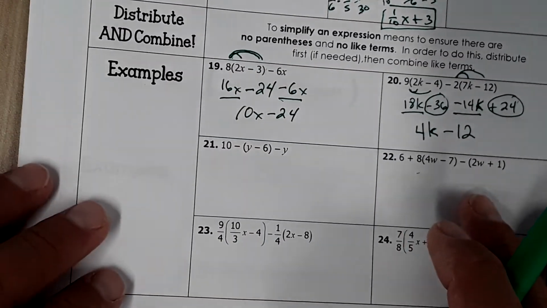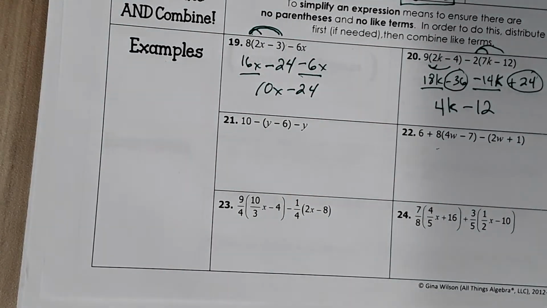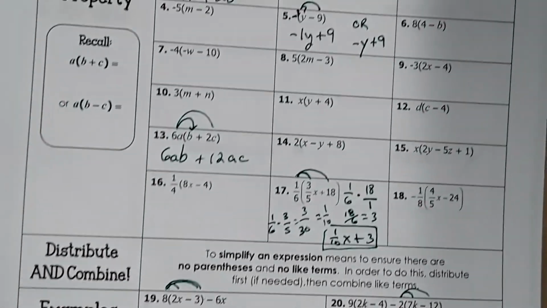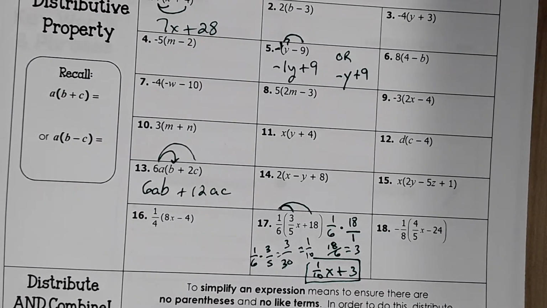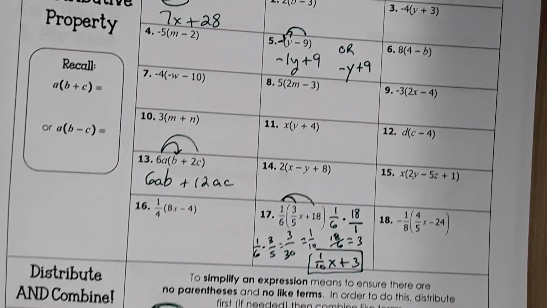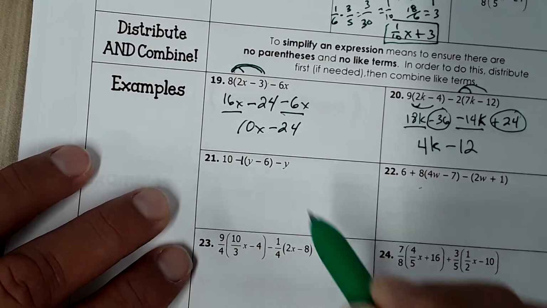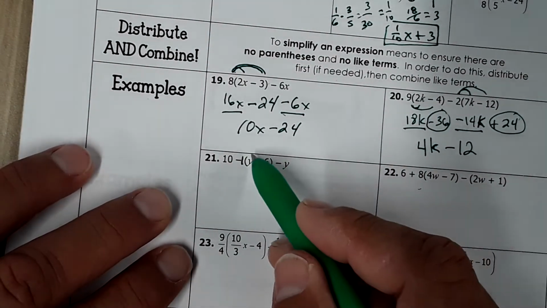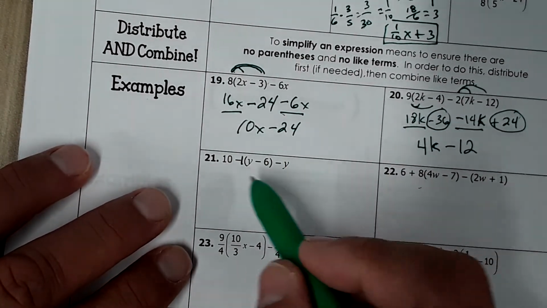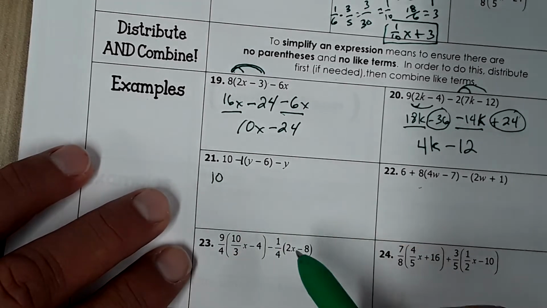Number 21. There are some parentheses here, so I need to distribute to get rid of these parentheses. But what number is outside the parentheses? This problem is just like number 5 that we worked, where you had a negative sign in front of the parentheses, which means you're going to be distributing a -1. So for this problem, I'm going to be distributing a -1 to everything in the parentheses, which means the 10's not part of that. Very important. I'm just going to bring that down.